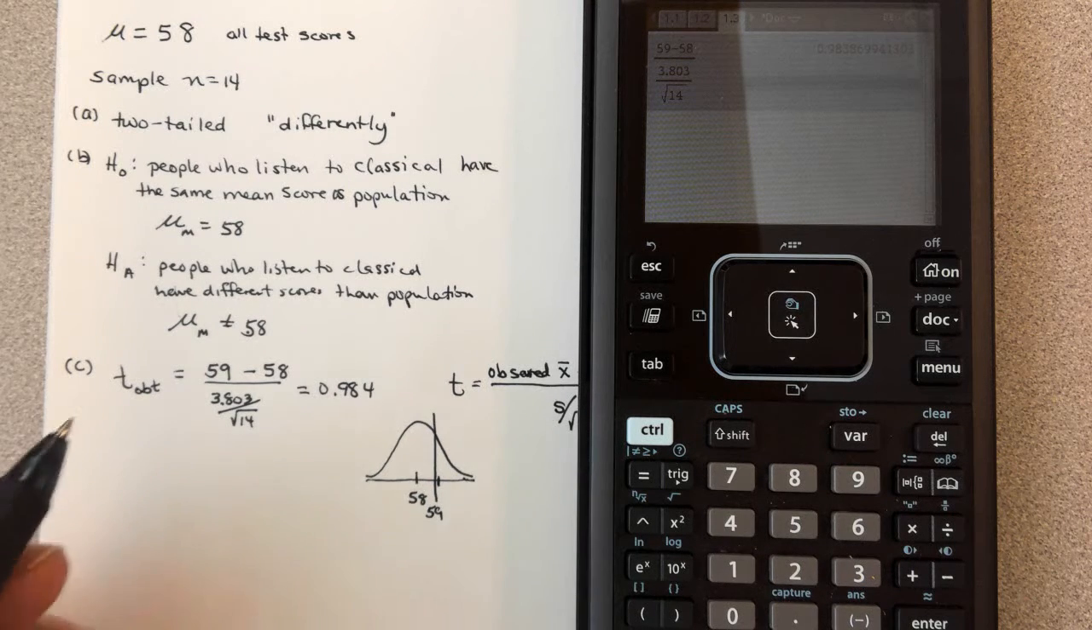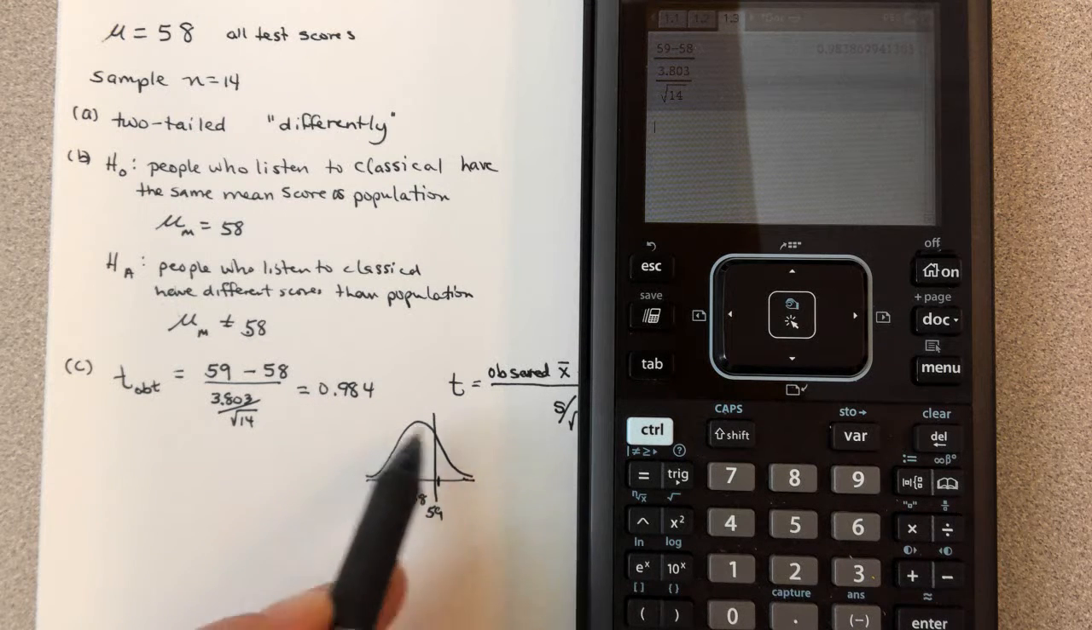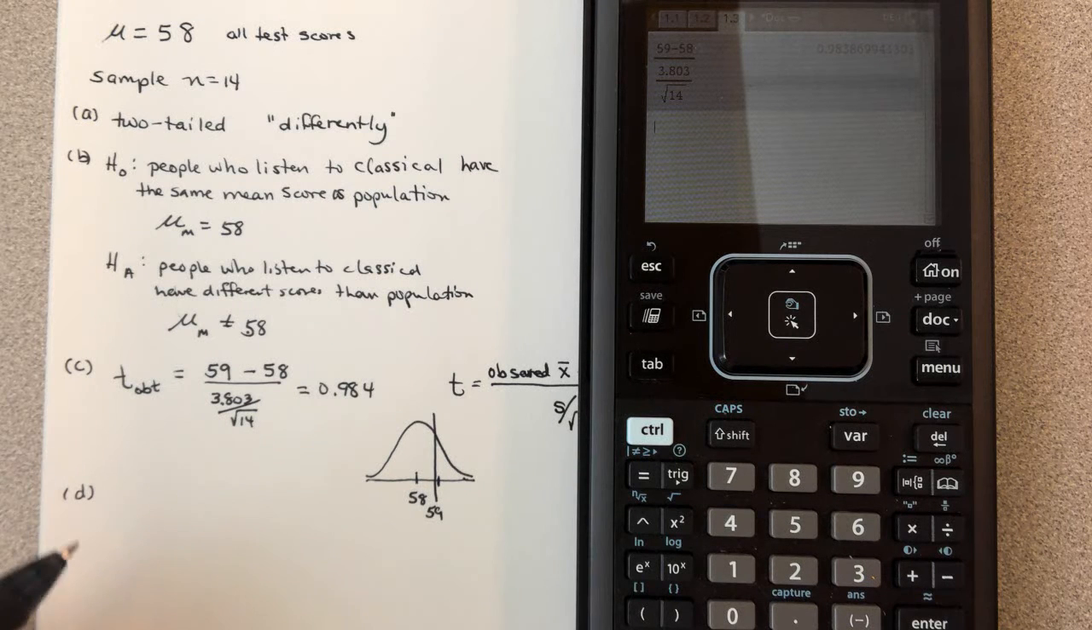Okay, so that kind of is some perspective on what that number means. This tells me where on that t-curve our sample lands. Okay, so then we get to D, and D's throwing me just a little bit because they want the t of the critical value.